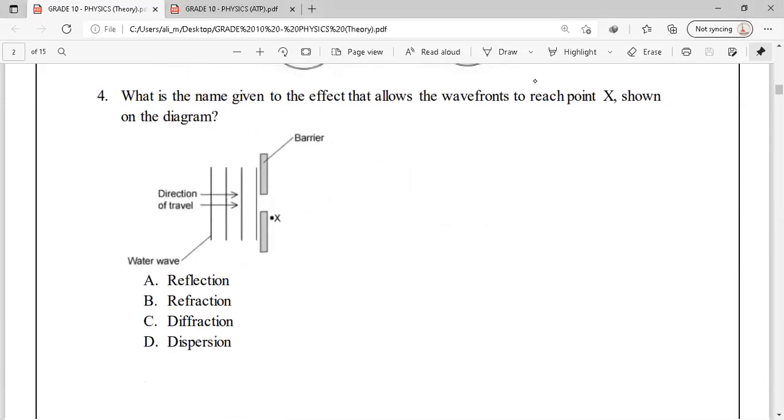Then we have question number 4. What is the name given to the effect that allows the wave front to reach point X shown in the diagram? As we can see, the straight wave fronts are moving towards these two slits in which we have a small narrow gap. We have studied a phenomenon in which whenever waves pass through slits with a narrow gap, the waves spread after passing through that slit or narrow gap. This spreading of waves is known as diffraction. So option C is the right answer.